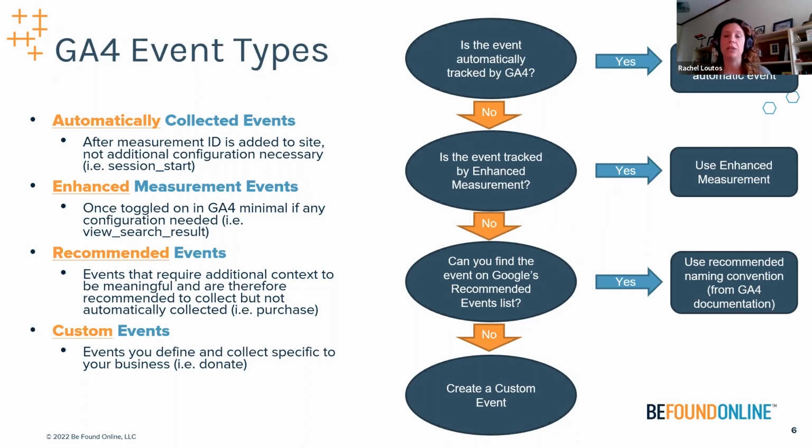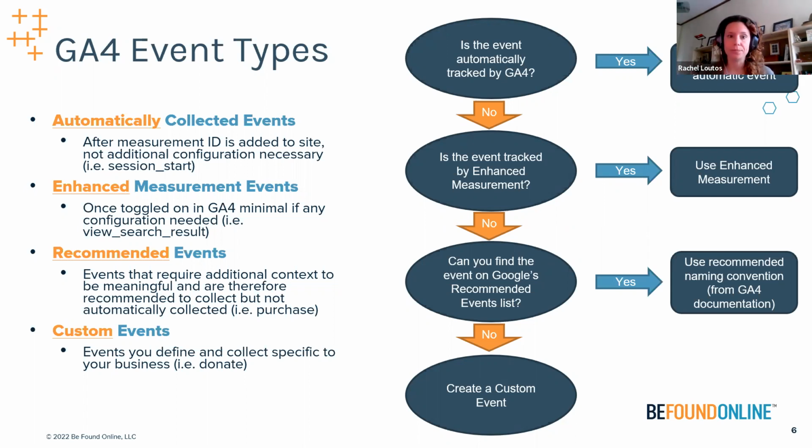Recommended, these are events that Google thinks people should track, but they require additional context to be meaningful. So they're not automatically set up. An example of this is purchase. So think about when you're going through an e-commerce process, right? Some clients, when you click submit, deliver you to a thank you page when that order is submitted. Others might not have that thank you page, so you might need to rely on tracking the purchase button, for instance. So even though purchase is a recommended event, there's differences in websites, which is why it's not automatically set up for you.